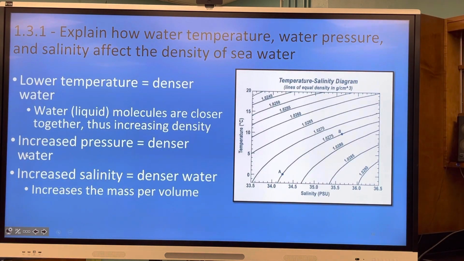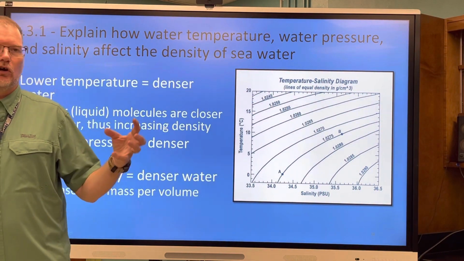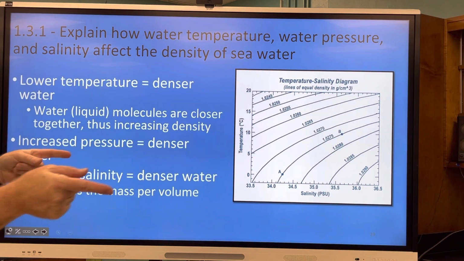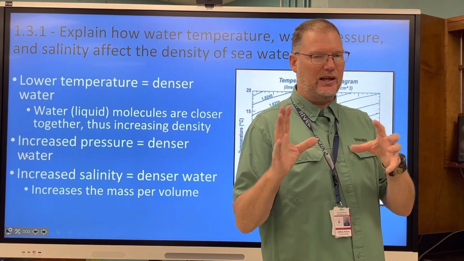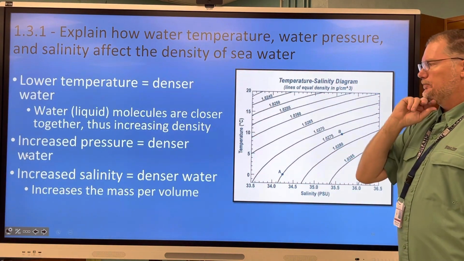All right, 29. Explain how water temperature, pressure, and salinity affect the density of seawater. Low temperature, denser water. Colder water is more dense because the particles are closer together, right? Anytime particles in any substance are closer together, you're going to get denser substances, until water becomes a solid, right? That's the special thing about water, that it becomes less dense. But for the most part, lower temperature, denser water, closer together.